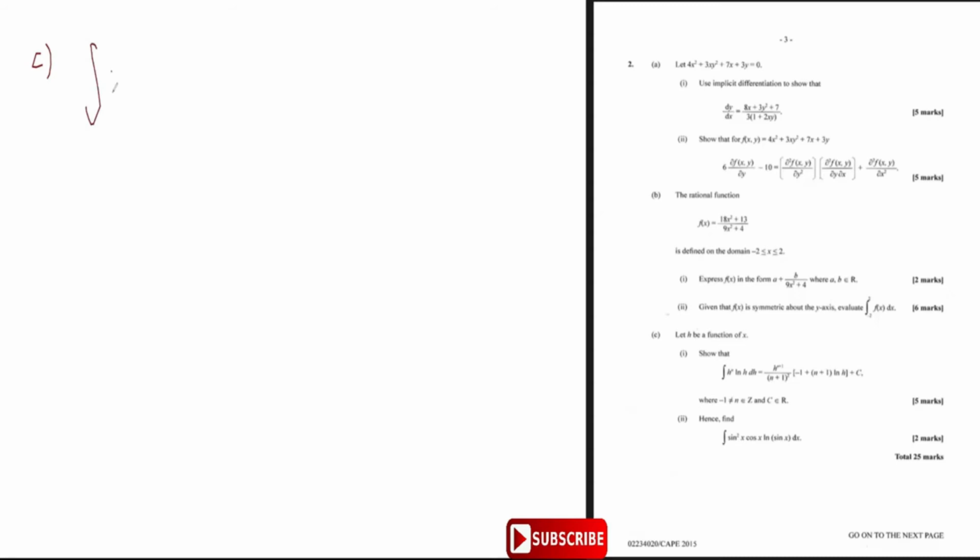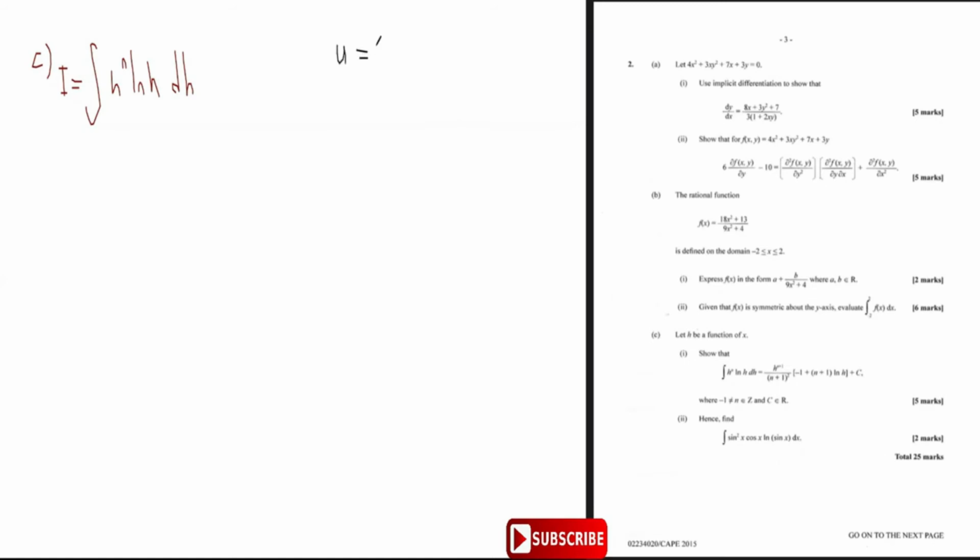It says show that the integral of h to the n ln h dh, this is what we're integrating, and show that it should be equal to that. I'm going to call the integral I. I just like to call them I. Now clearly we're going to use by parts. Once I see logs and algebra, I'll use by parts.